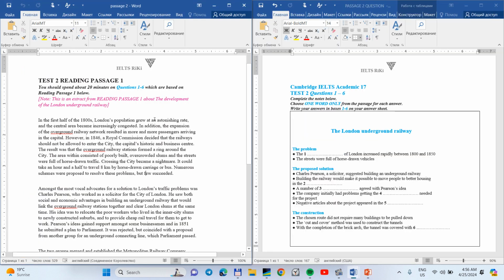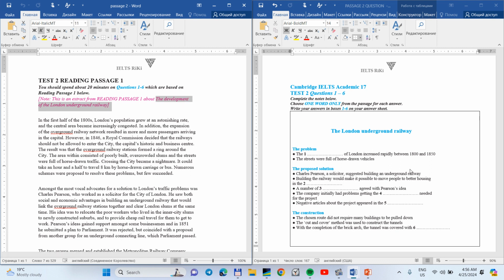This is Passage 1 and Test 2. Before starting to analyze any essay, we have to read the heading first. What is the heading about? The heading is about the development of the London Underground Railway. So we understand that the whole passage is all about the improvement of the London Underground Railway.